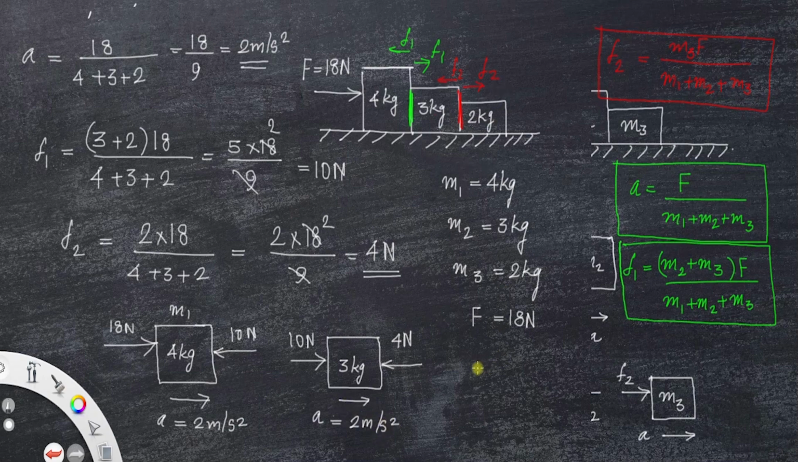And for the 2 kg mass, here it is 4 Newton. This is m2, this is m3. Acceleration is the same, which is equal to 2 meter per second square. Clear? So this is the way we approach the problems of connected masses. Clear?